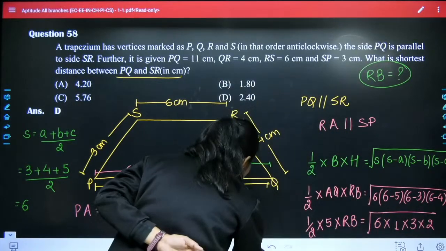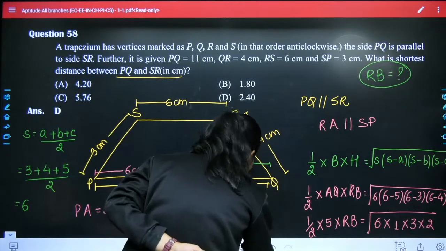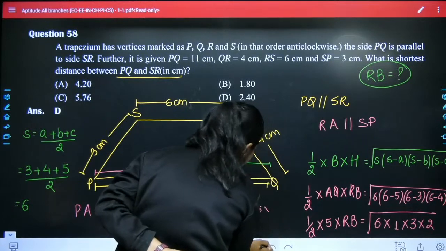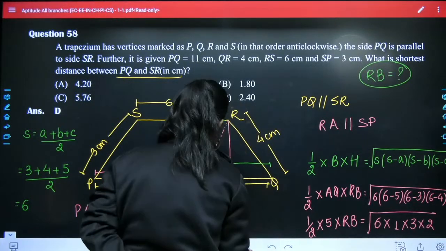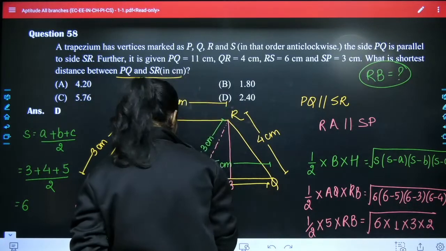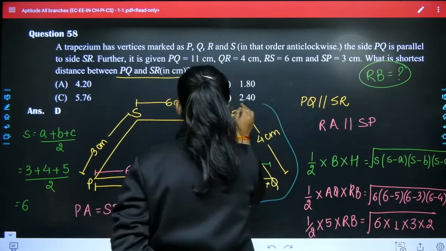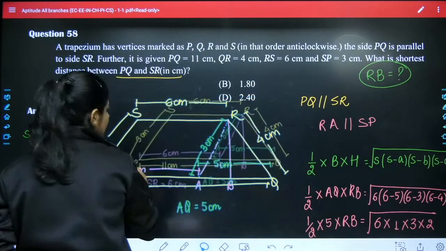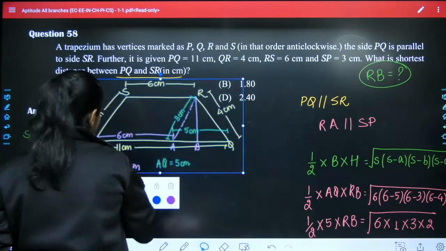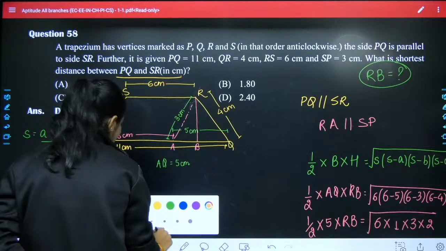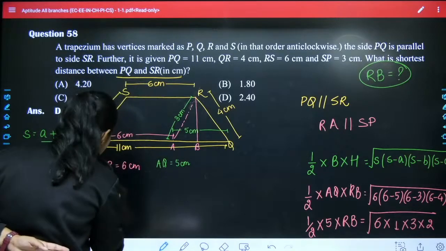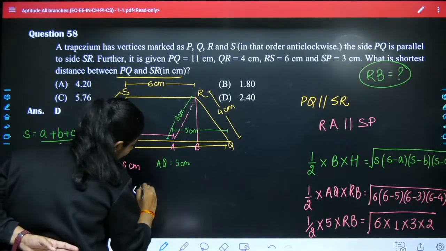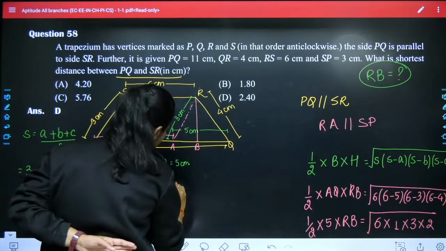So we can write it as half into 5 into RB. Okay, we need some space. So we can minimize the size of the trapezium over here. Okay, now we have sufficient space. Now from this we can write half into 5 into RB equals 6.